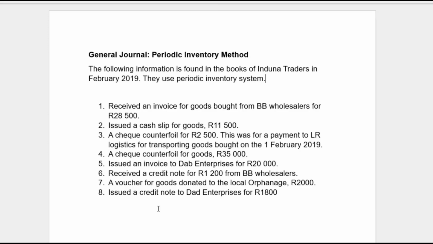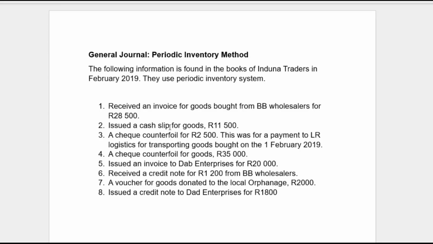You have sold goods for cash, because after selling you also issued what? A cash slip. So it means you have sold goods for cash. So 2 accounts affected here, since you are selling, are going to be bank and sales, right? Bank and sales because you sold goods for cash.